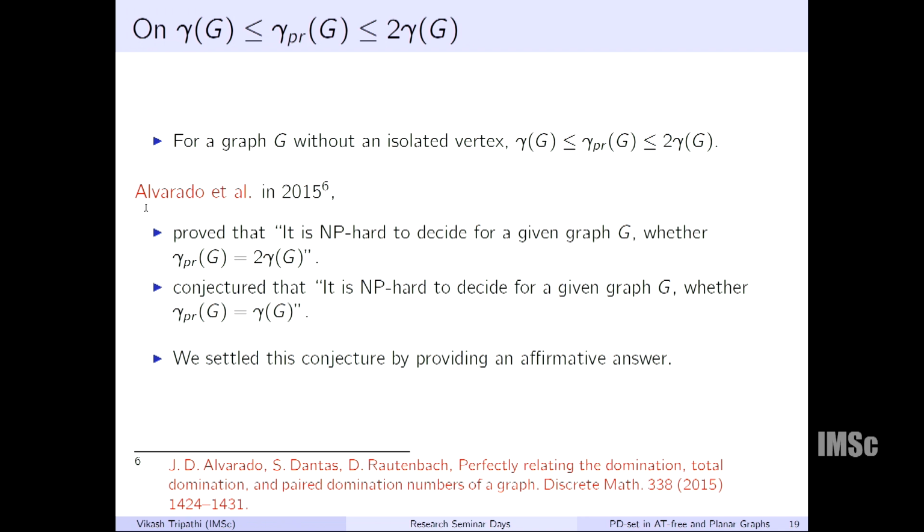It is known that the pair domination number is sandwiched between the domination number and 2 times the domination number. Alvarado et al. in 2015 studied the equality of this inequality, and proved that it is NP-hard to decide for a given graph whether the pair domination number is equal to 2 times the domination number. In the same paper he conjectured that it is NP-hard to decide for a given graph whether the pair domination number is equal to the domination number, and we settled this conjecture in the affirmative.